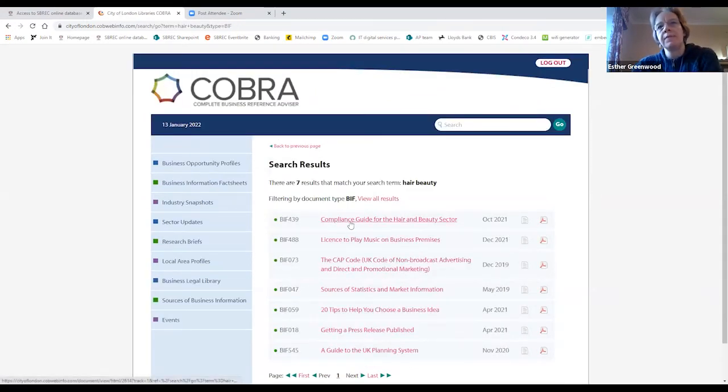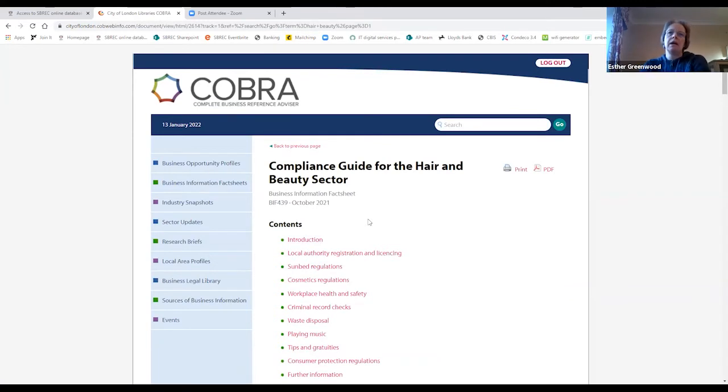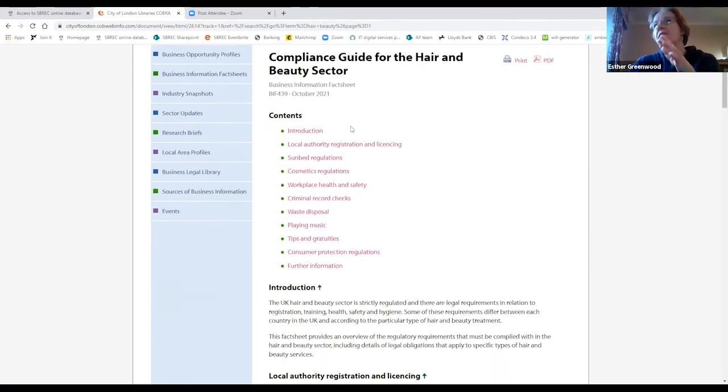It's this one here. There's a fact sheet here which is called the Compliance Guide for the Hair and Beauty Sector. And this in particular covers different aspects of any hair and beauty business, like local authority registration, but also it looks at sunbeds. But again, there's something about cosmetics regulations as well in here that will be helpful to you.